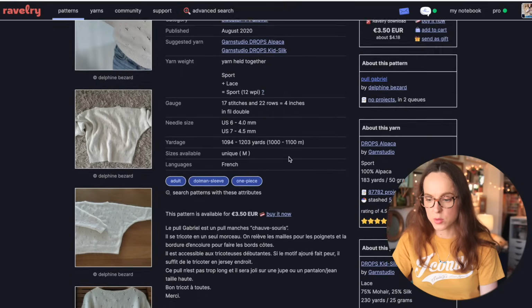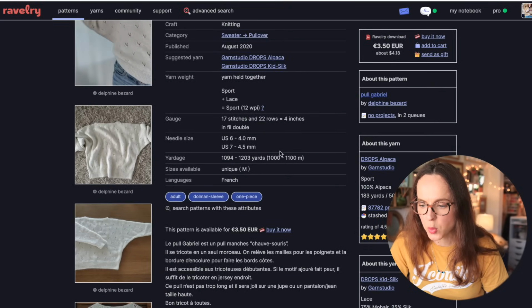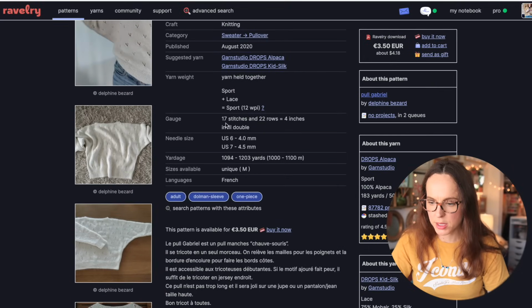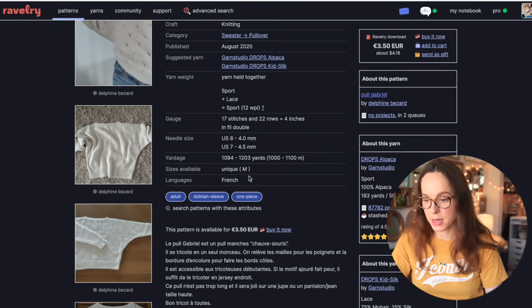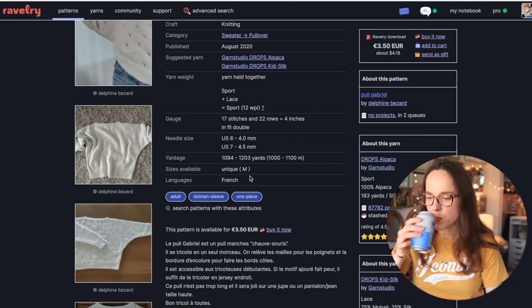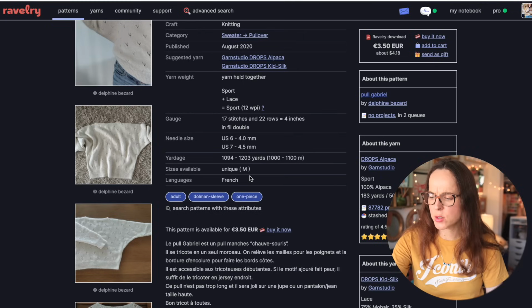This is really cute. So it uses a sport and a lace held together, which they're deeming a sport weight, anywhere from 1,094 to 1,203 yards. There's only one size available, which is a medium. Oh, and the pattern is only available in French.